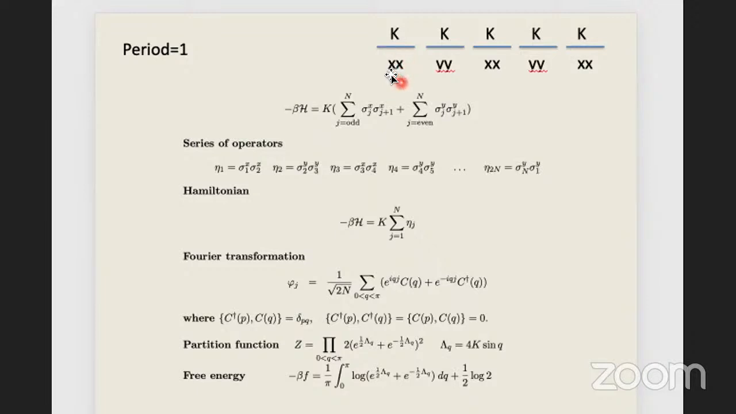This is the interaction sigma X, sigma X. This is sigma Y. And these two operators anti-commute because of this X and this Y, and commute with the other operators. And the square of each operator is equal to unity because they are the Pauli operators. So this series of operators satisfies the condition. The solvable Hamiltonian obtained from this series is written here. Then we introduce the Fourier transformation and obtain the eigenvalues, the partition function and the free energy.